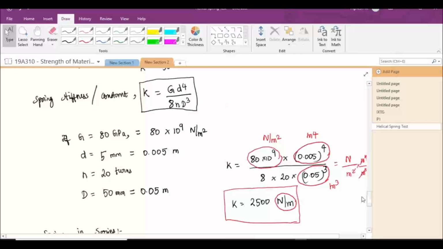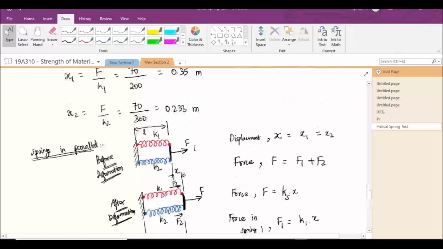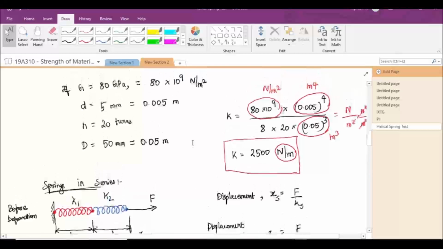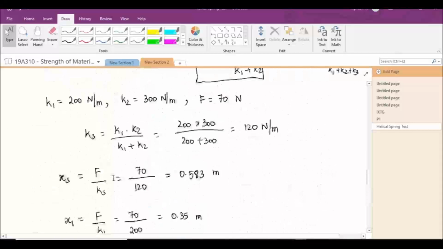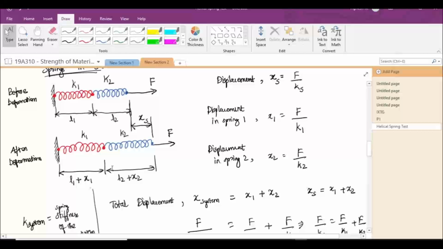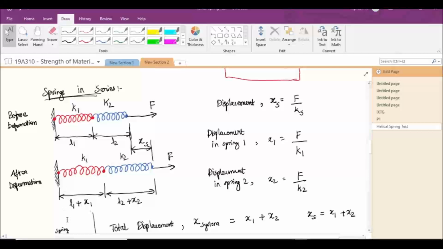Now moving on, the springs can be kept in two configurations. One is springs in series and the other is springs in parallel. So previously we saw only a single spring. We can also combine two or three springs in either manner, either in series or in parallel.